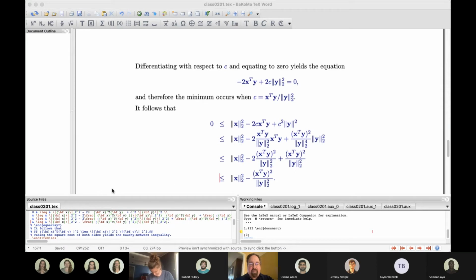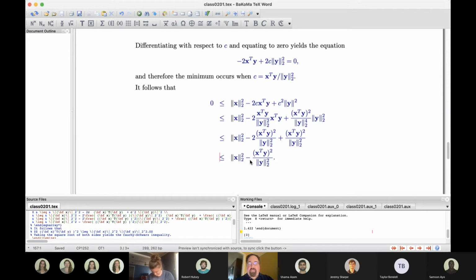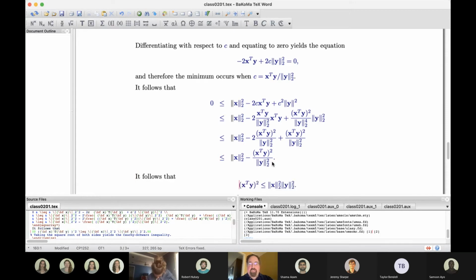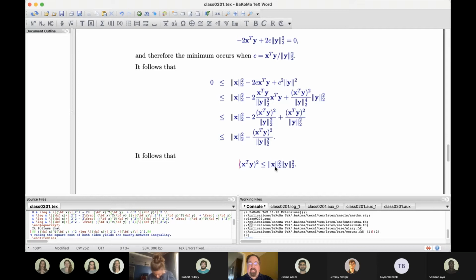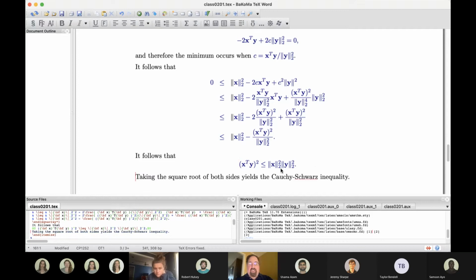Okay. And this is what we have. And this is greater than or equal to 0. So now I can just rearrange. And I get this. And I just take a square root of both sides. And that is exactly the Cauchy-Schwarz inequality. And I'm done. Are there any questions about how that unfolded?